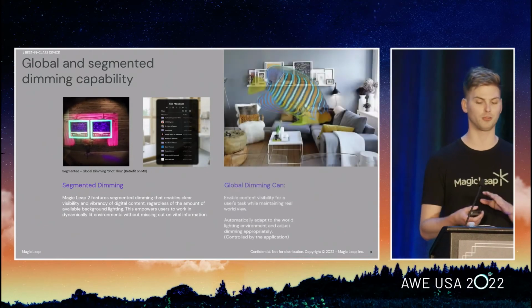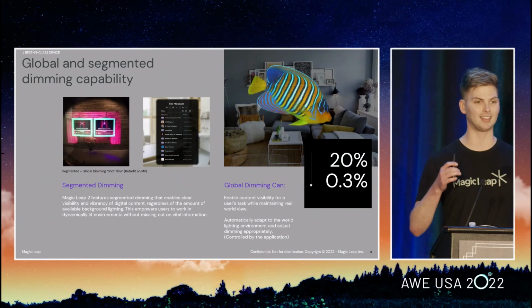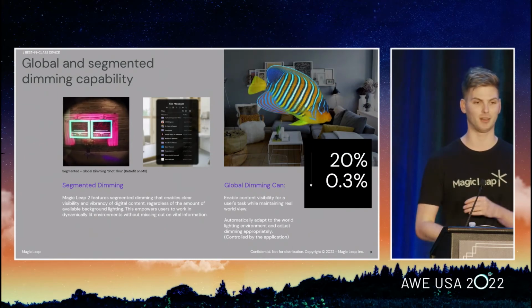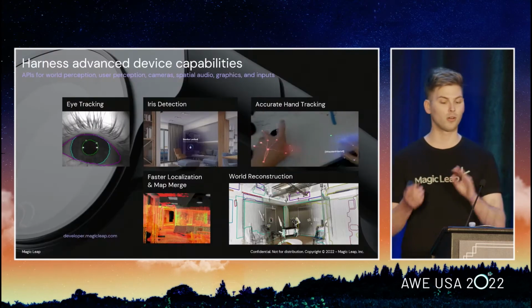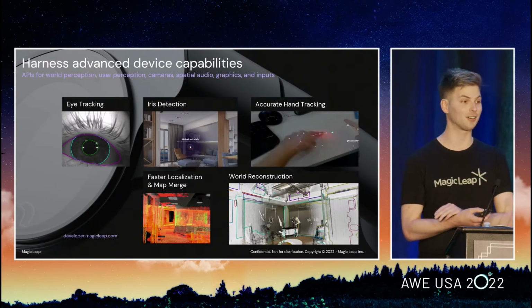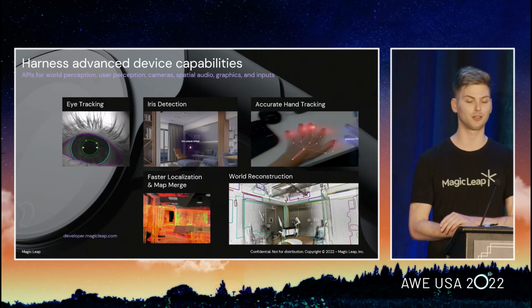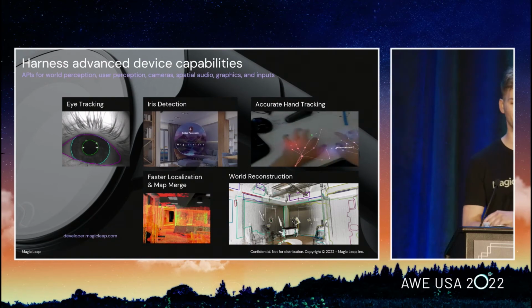We also have the global dimmer, which allows developers to dynamically adjust the dimming of the complete headset to make sure that the content is always legible and looks its best. We also have a slew of other advanced AR technologies like eye tracking, iris detection, accurate hand tracking, world reconstruction, and fast localization and map merge.